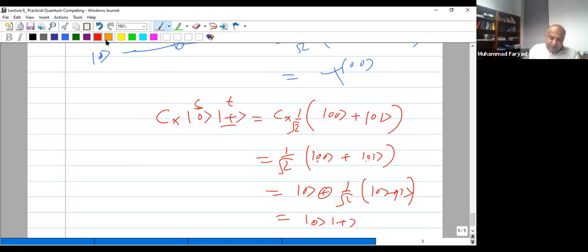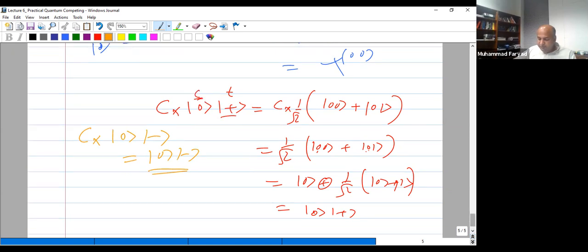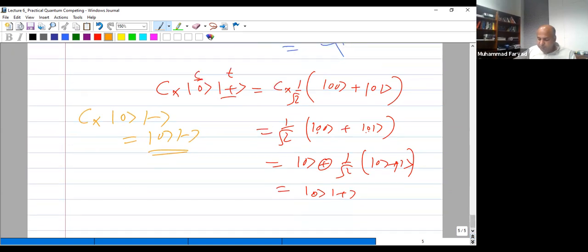Similarly, if I apply CX to the 0 minus state, I get 0 minus back, because control is in 0 state. But now let's see what happens to this situation.